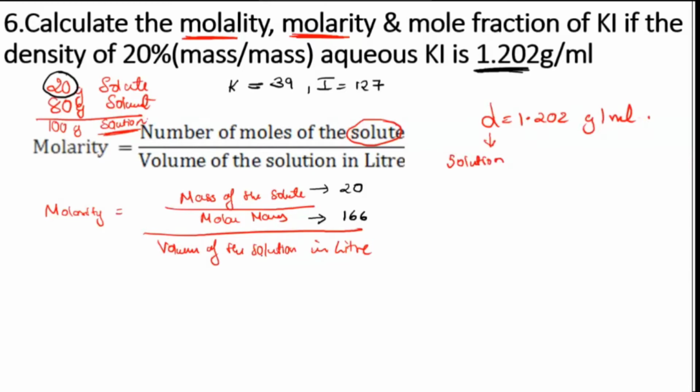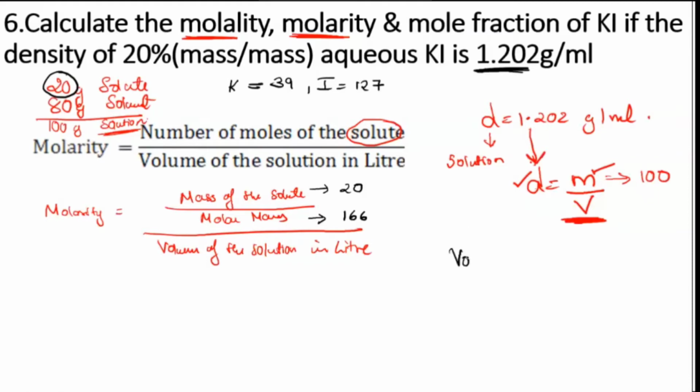You have a relationship between density, mass and volume. Density is mass by volume. So if you know density of the solution and mass of the solution, you can calculate volume of the solution. Here density is 1.202. For mass of the solution, just now I told you 20 gram of the solute and 80 gram of solvent, so together mass of the solution will be 100 gram. So mass is 100 and density is 1.202. You can calculate the volume.